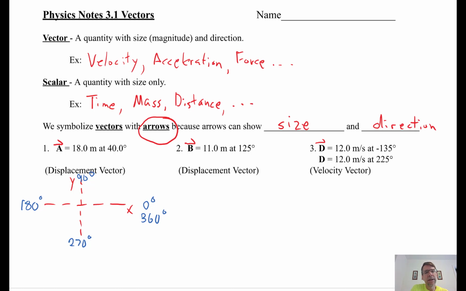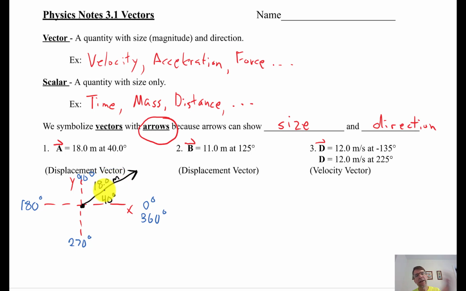So 40 degrees kind of splits the first quadrant. 45 would split it, but I'm going to attempt, oh, that's not good. Let me see if I can do better. All right, that's supposed to be a straight arrow. So you draw these arrows, these vectors. They start at the origin, so you have the end point there. Okay, that's supposed to be 40 degrees. So that's supposed to represent vector A, 18.0 meters.